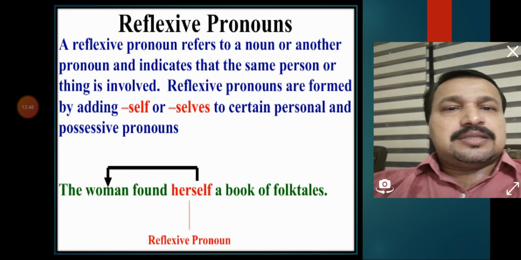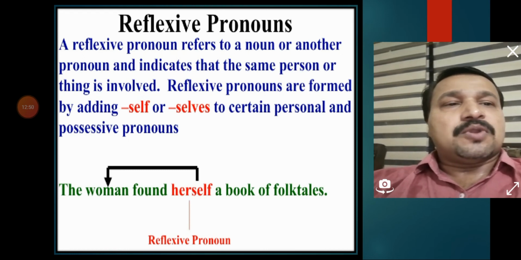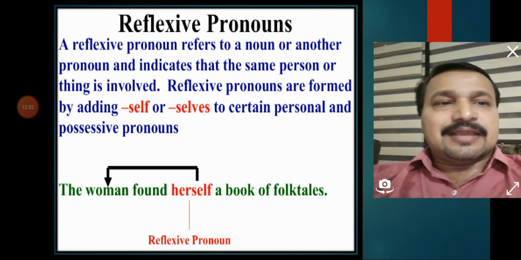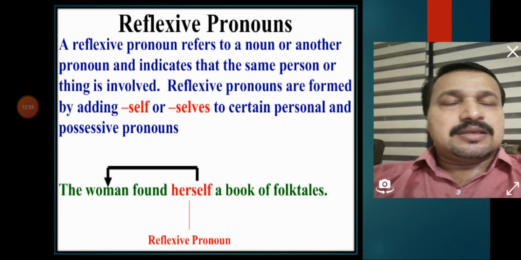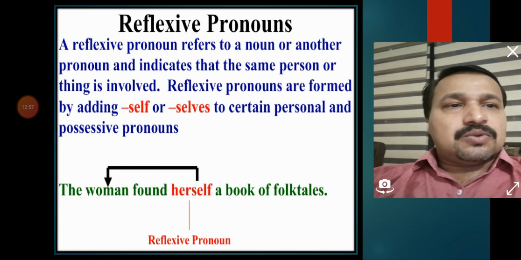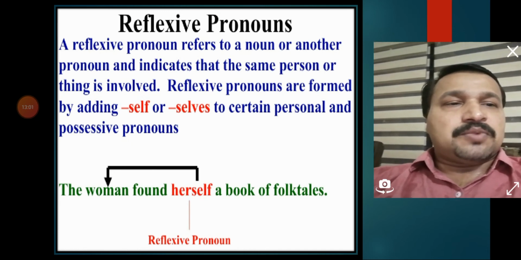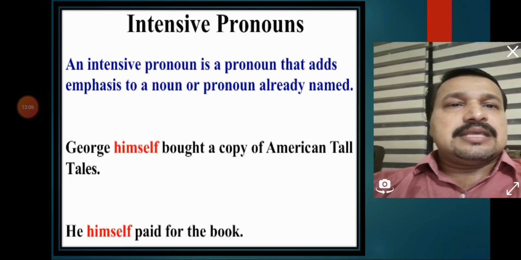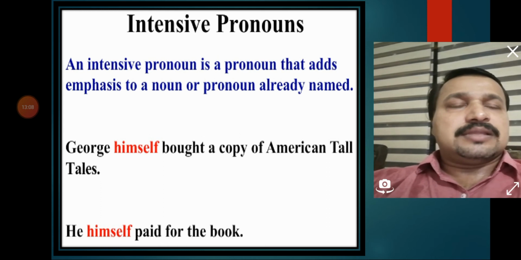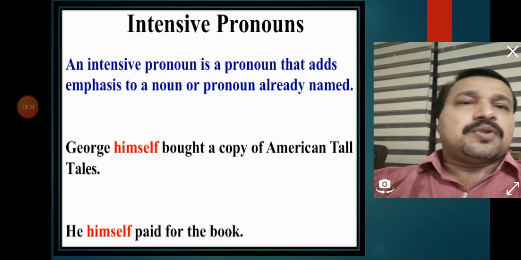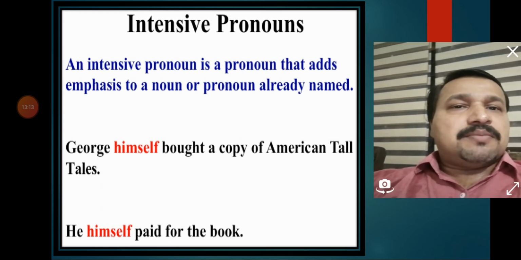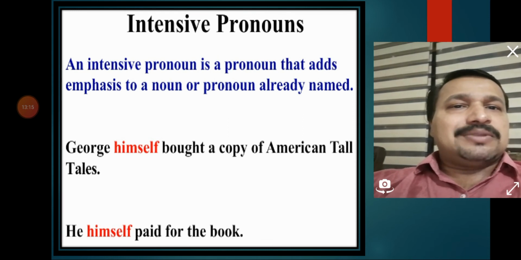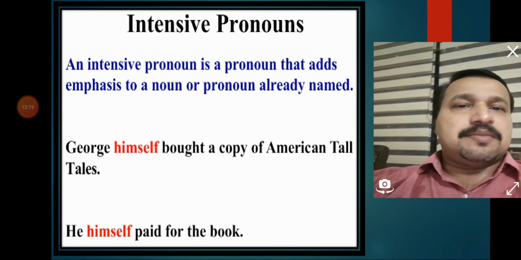So the subject as well as the reflexive pronoun would be the same. That is their agreement. So this is called agreement with the pronouns. So when we take the case of a subject and its reflexive pronoun, they will be agreeing with each other. The next one is the intensive pronoun. It is called in another form an emphatic pronoun too. An intensive pronoun is a pronoun that adds emphasis to a noun or pronoun already named.